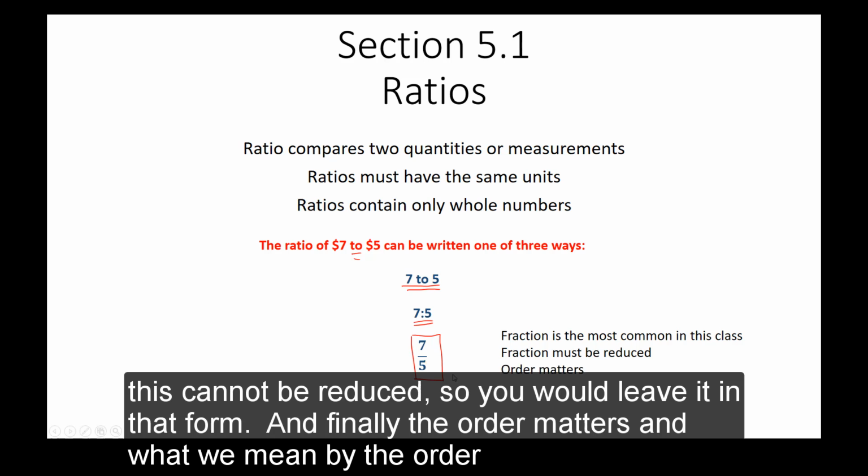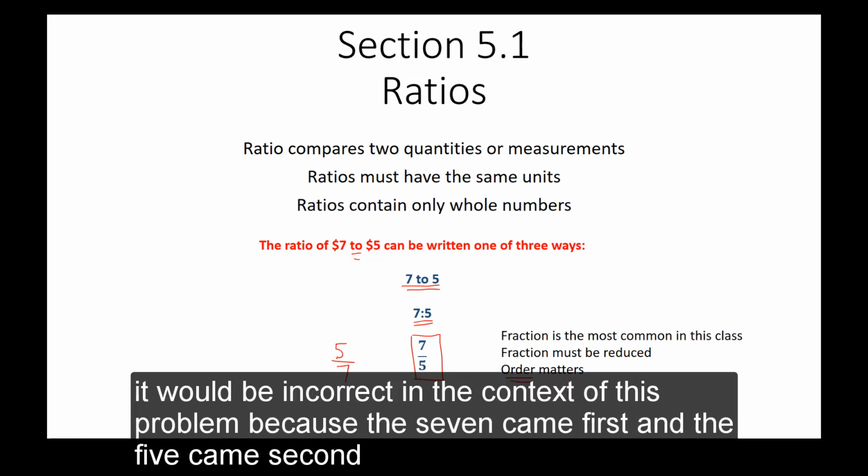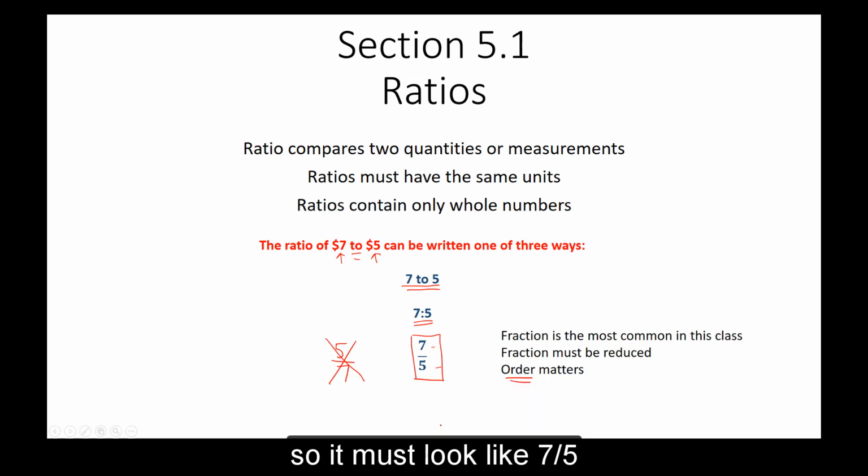And finally, the order matters, and what we mean by the order is you must do it in the order of the problem. For example, if you were to write 5 over 7, that would be incorrect in the context of this problem because the 7 came first and the 5 came second, so it must look like that.